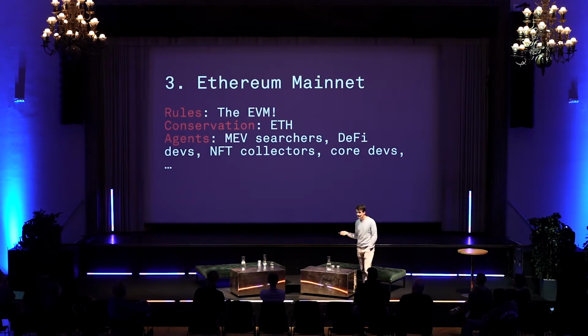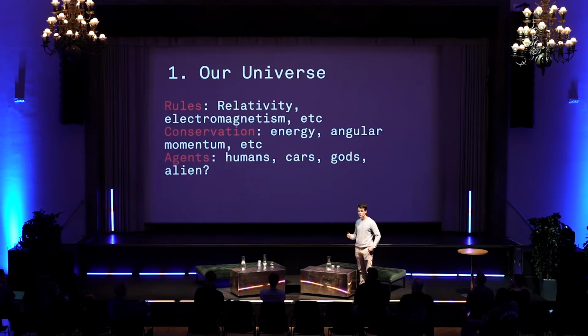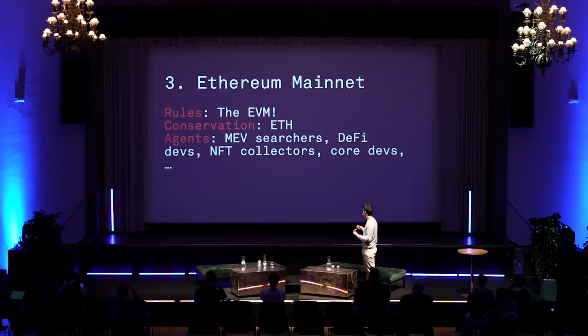Ethereum mainnet has a physics, right? The rules are the EVM, the conservation law is ETH. If I send you some ETH, I'm some ETH off. And the agents are MEV searchers, DeFi devs, collectors, and so forth. The thing that is interesting with all of those physics is their multimodality. You have radically different kinds of agents interacting with the systems, right?